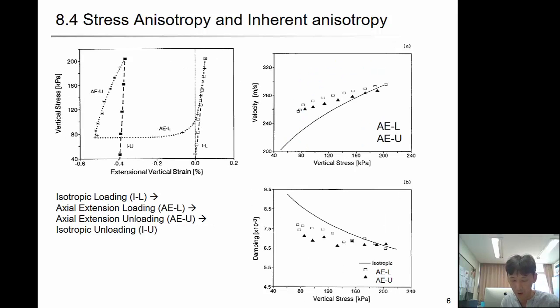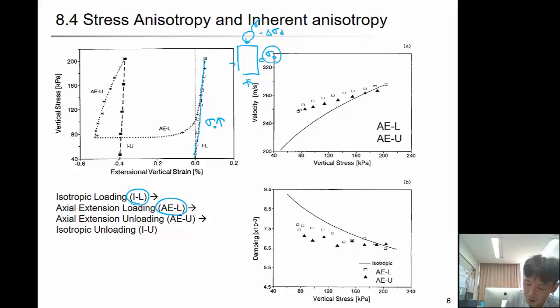And this is another experiment, and you can see that firstly it was isotropy loading. Right? So they apply the sigma naught, right? Sigma naught increased, and then IEL is the axial extension load. What they did is that they decreased the vertical stress only. So they removed this part. So minus delta sigma D.